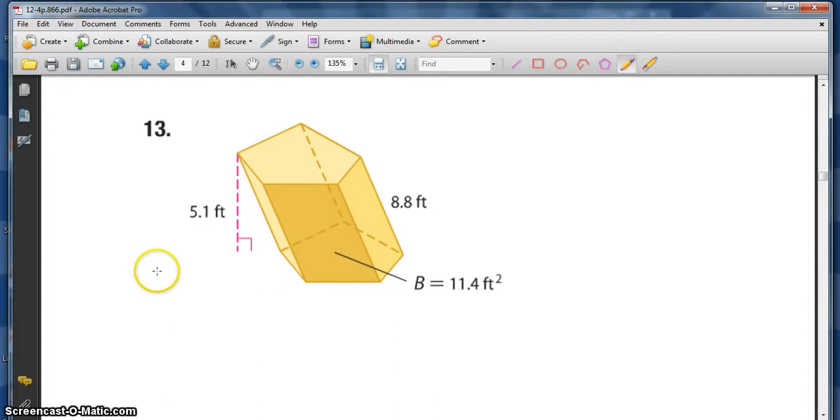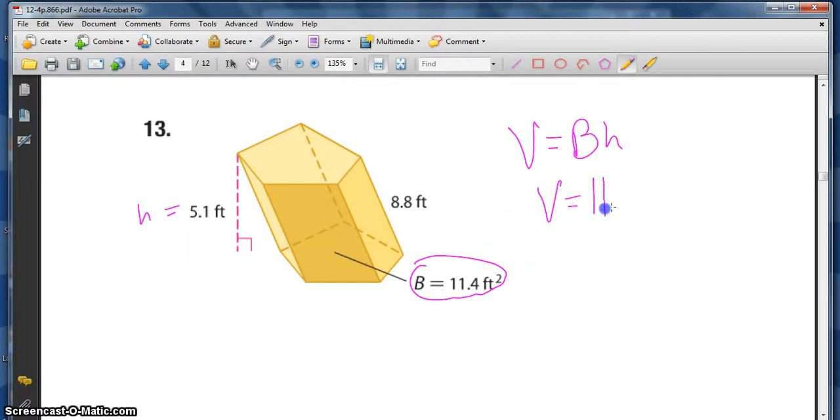For number 13, I have an oblique pentagonal prism with a height of 5.1 feet. My base area is given, 11.4 square feet. So based off of Cavalieri's principle, once again, even though it's oblique, I still use the same formula, area of the base times height. So area of the base is 11.4 times the height, which is 5.1. Multiplying those together, we get 58.14 cubic feet.